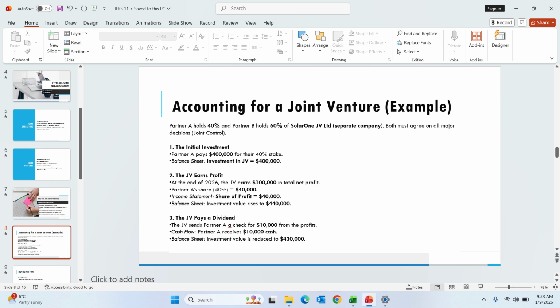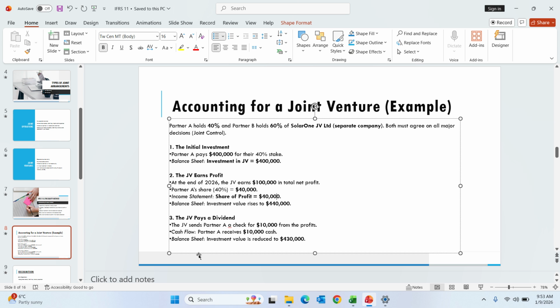Now, in case the JV earns profit, say the JV has earned 100,000 in profit, and the share of partner A was 40%, so this is 40,000. Now, in the income statement, they will show a share of profit of 40,000, whereas in the balance sheet, the investment value rises to 440,000. So you see that this profit is added to the initial investment.